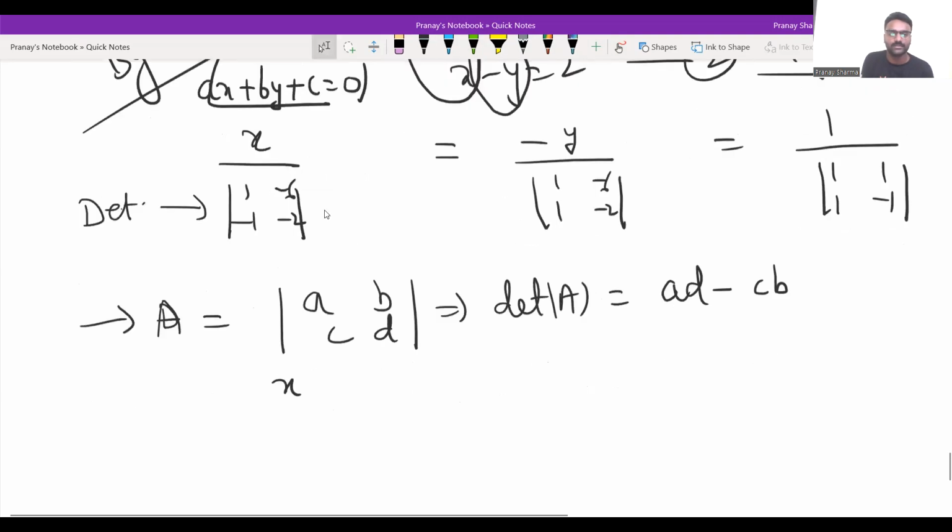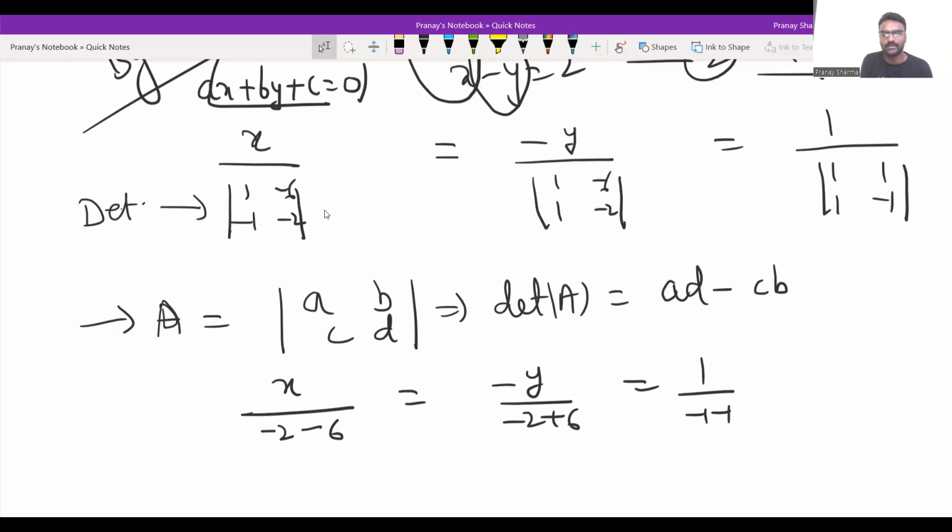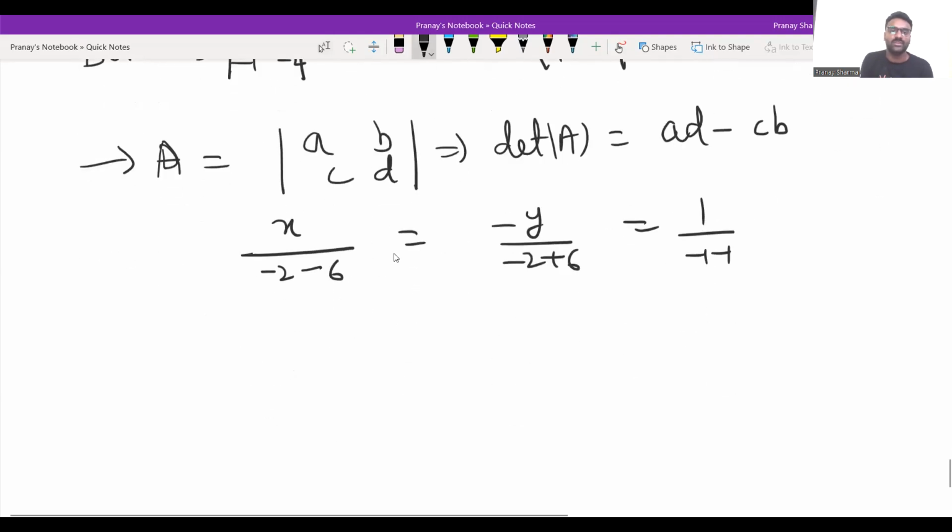So it will be x over, okay, -2 and minus into minus will give us plus, but we have one minus also, so this will be -6 only. All right, and this will be minus y over -2 and +6, and this will be 1 over -1 -1. Fine. Now we need to solve this. If we need to calculate the value of x, then we should be taking the first and the last one, and if we need to calculate the value of y, then we should be taking the second and the last one.